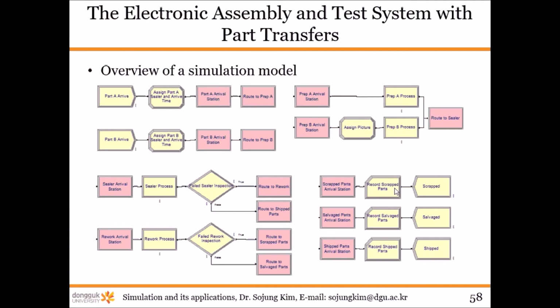So if I go back, these two modules are routes, and these four are stations. In order to send the part from this Part A Arrival station to the Part Prep A Arrival station, you can use a route module, and as you can see, you don't have any connection, so you can move this module to another location in Arena. It doesn't matter. This route module can directly send the entity at this station to this other destination.